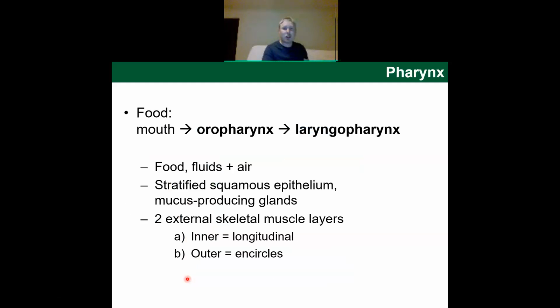Let's have a look at what else we should know. After that, we end up with the pharynx. So you remember behind the mouth, we had our oropharynx. And after that, we would have our laryngopharynx. There is, of course, the nasopharynx, but that plays no role in the digestive system. That's for the air only. So the oropharynx and laryngopharynx are shared by both the digestive system and respiratory system, so for both food and air.